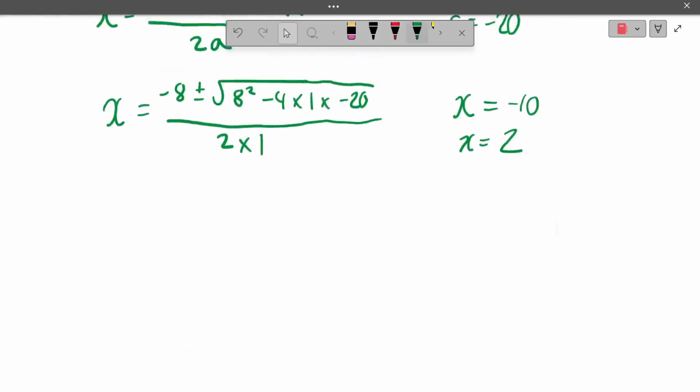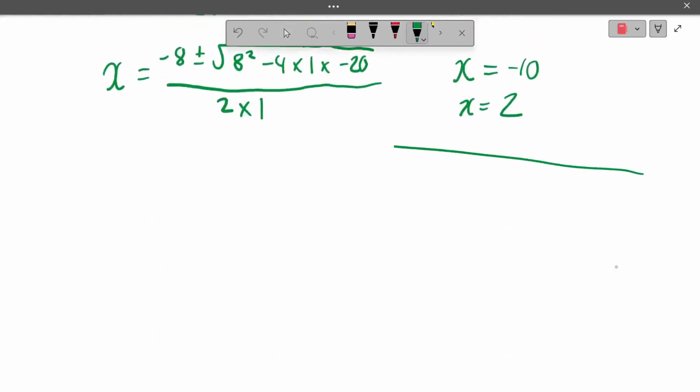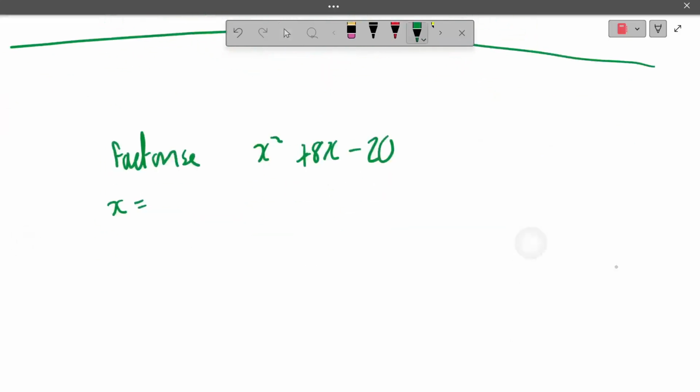But what about using it to factorize? So if I go below, factorize x squared plus 8x minus 20, which is again what we've been doing. And I wouldn't use this method for a single x squared, but I'm going to just use this as an example. What you've got is x equal to minus 10 and x equal to 2 when we used the quadratic formula a moment ago.